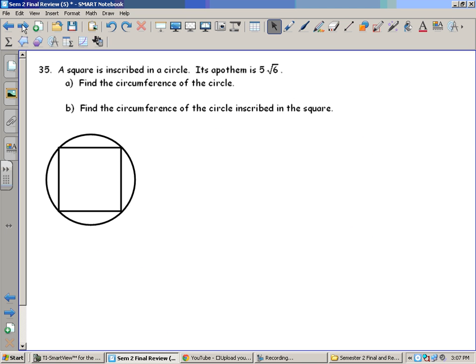All right, here's 35. A square is inscribed in a circle. The square's apothem is 5 root 6. Okay, so that's what we got. Find the circumference of the circle. Find the circumference of the circle inscribed in the square.